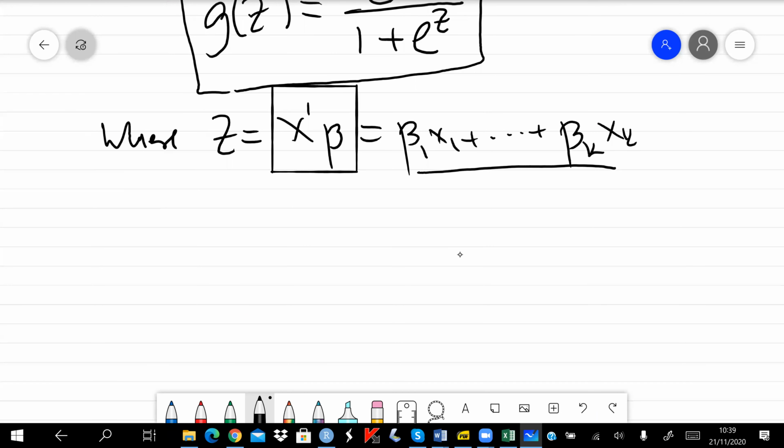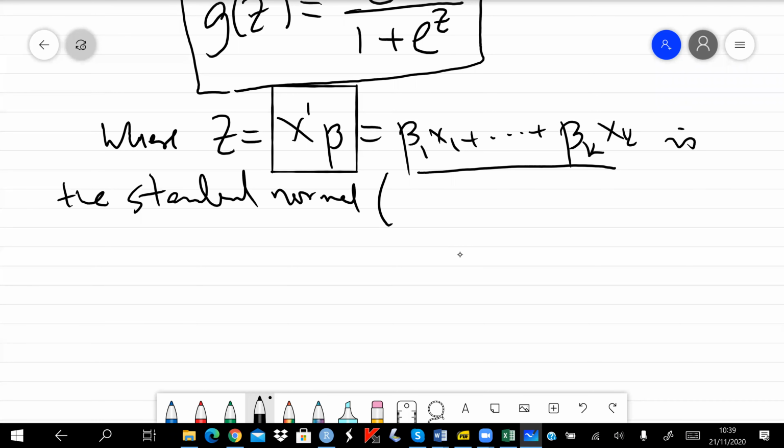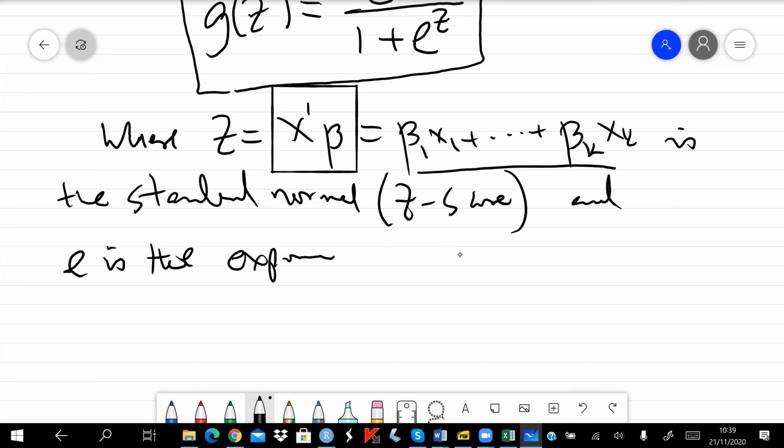Then we note that the two transformations, where z is equal to that. So this is the standard normal, the z score, and e is the exponential constant. This is Euler's constant, the number 2.78 something. You always get this value from your calculators.